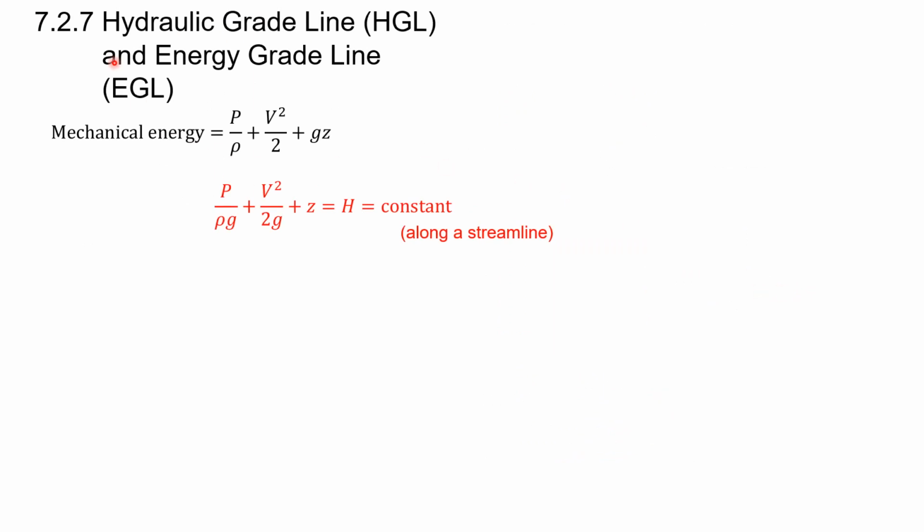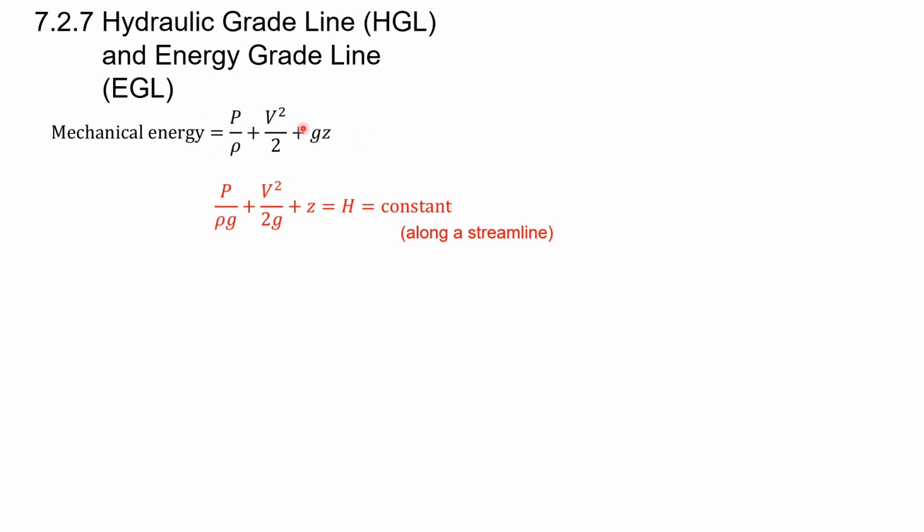Okay, so the hydraulic grade line, HGL, and the energy grade line, EGL. There are two types of lines, which we call grade lines. Engineers use them to estimate the changes of energy in a system.